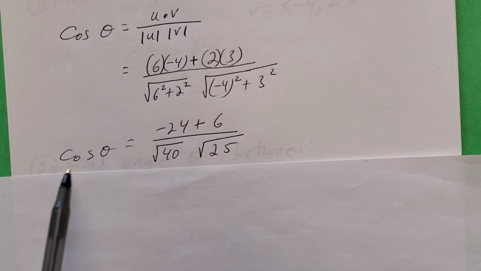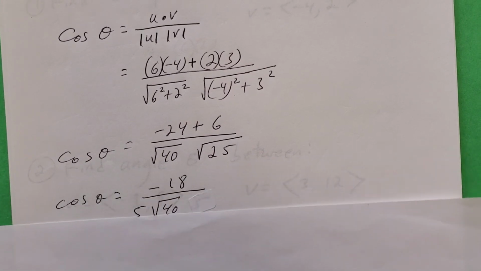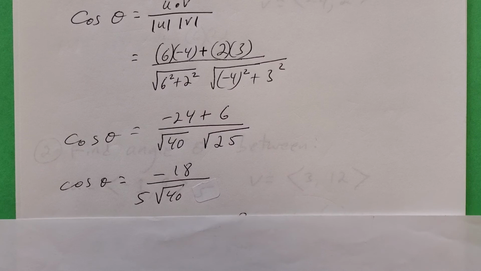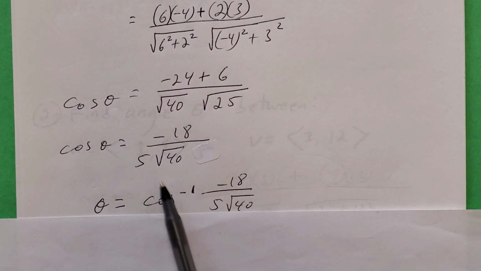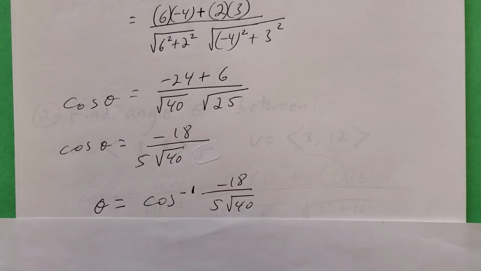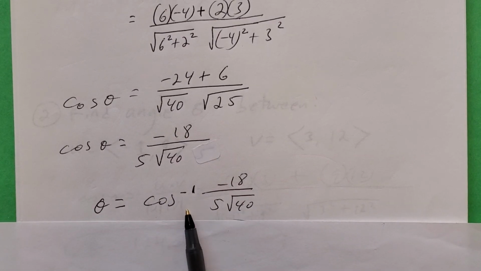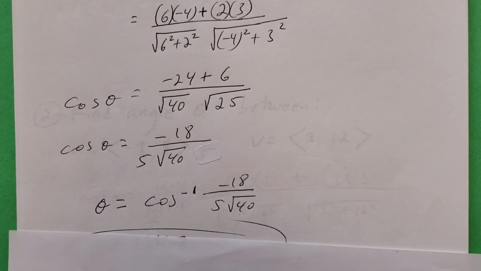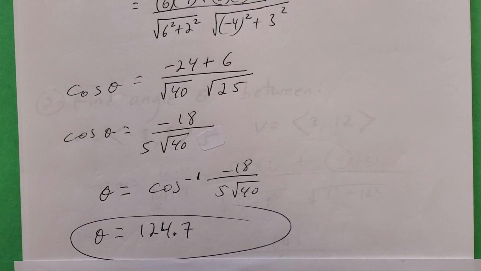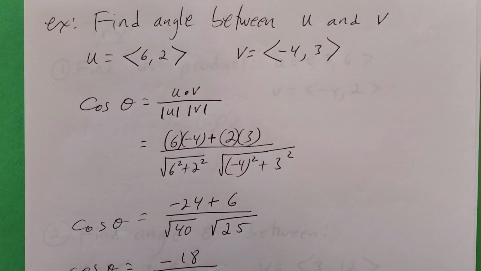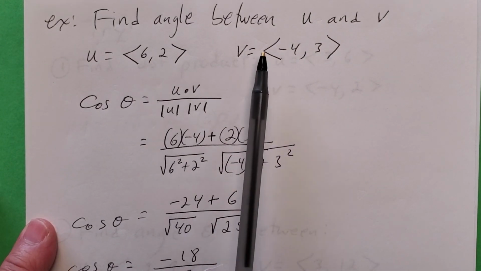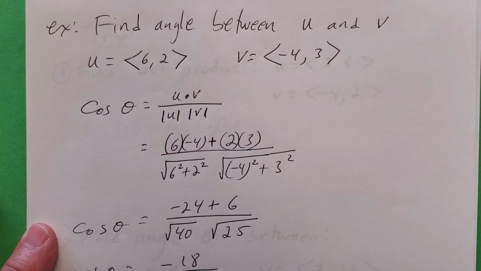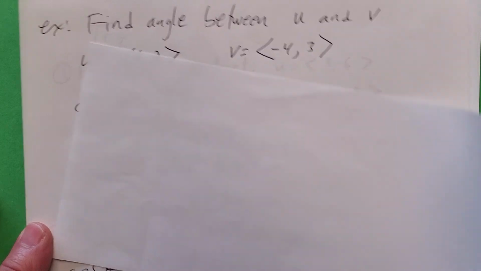Right? But this is cosine of the angle. We want the angle. I simplified it some more. I want the angle, so the angle is the inverse cosine of this. So you enter in the calculator exactly the way you see it here, and it'll give you the answer, which is 124.7. So these two vectors, if I were to draw them, the angle will be 124.7, which is way more than 90, but less than 180.